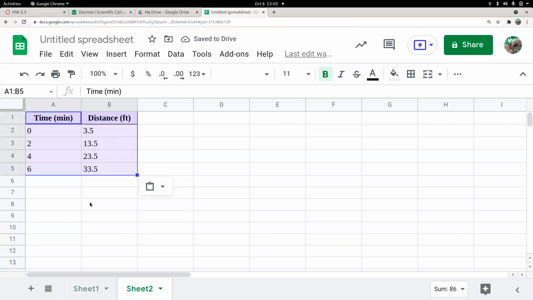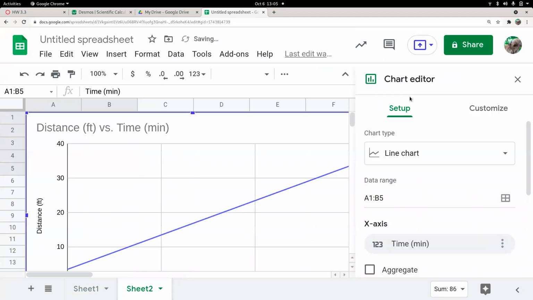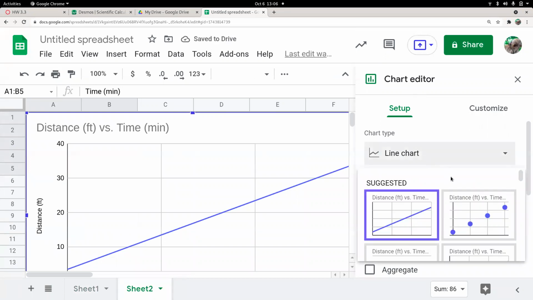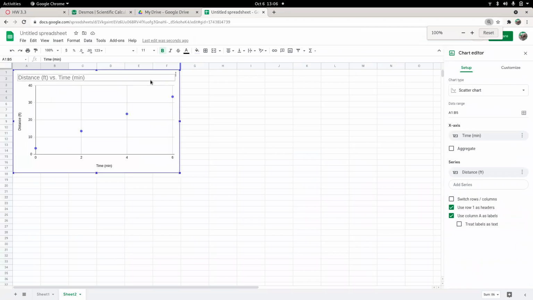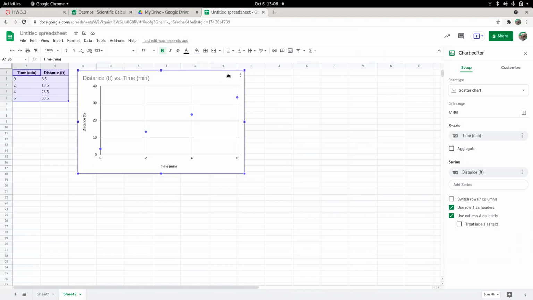Even better, I can say, hey, Google Sheets, will you give me a cute graph for this? And it should try to plot the points. So let's see, you gave me a line chart. I would like what's called a scatter plot. And I would like to zoom out a little bit. All right, so there is the computer plotting those points for me.